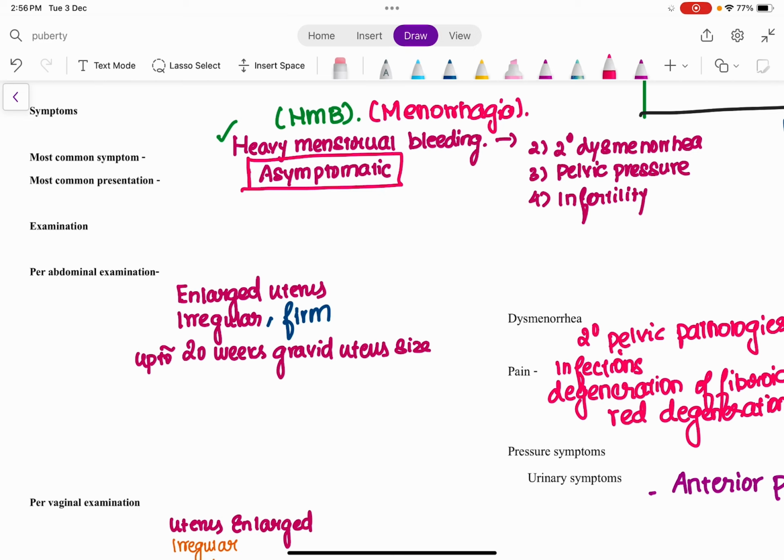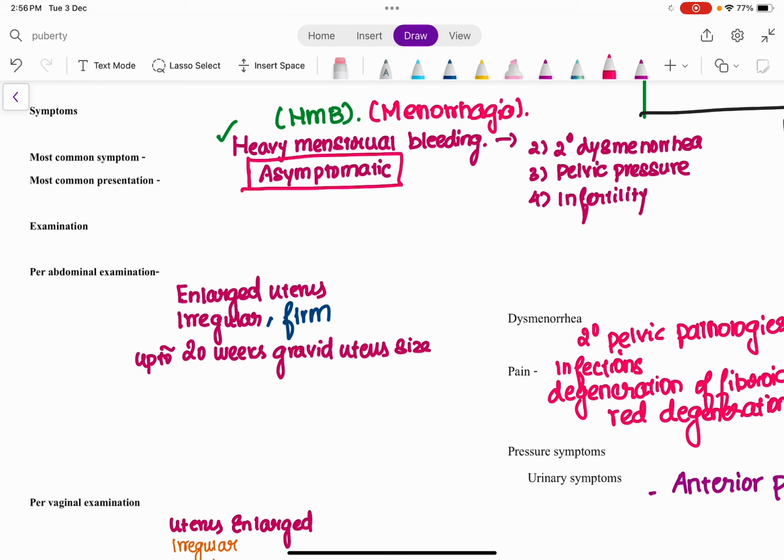But if the patient is symptomatic, what is the most common symptom? The most common symptom is heavy menstrual bleeding, which is also known as menorrhagia. Why? Because we all know that fibroid is a hyperestrogenic condition. What do we mean by hyperestrogenic condition? An increase in the amount of estrogen in the body. This fibroid, which is a smooth muscle tumor, is dependent upon estrogen for its growth and development.